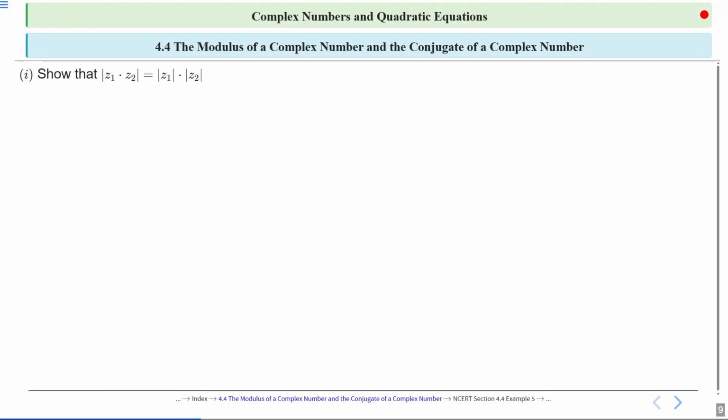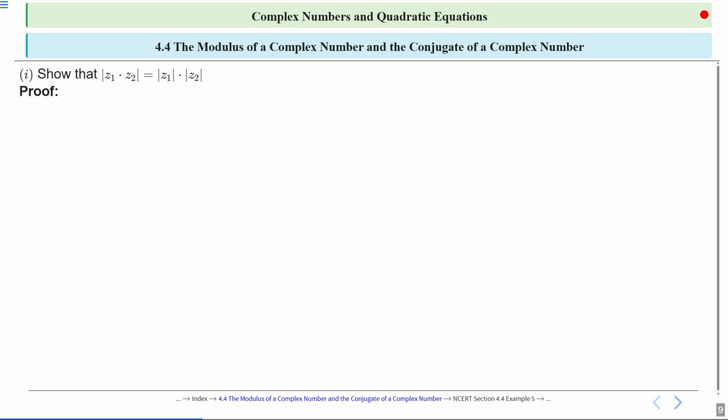Now let's look at the important properties of modulus of complex numbers. First, we will prove that the modulus of the product of two complex numbers is equal to the product of their moduli. Then we will show a similar property for division. So let's show that modulus of z1 times z2 equals modulus of z1 times modulus of z2.